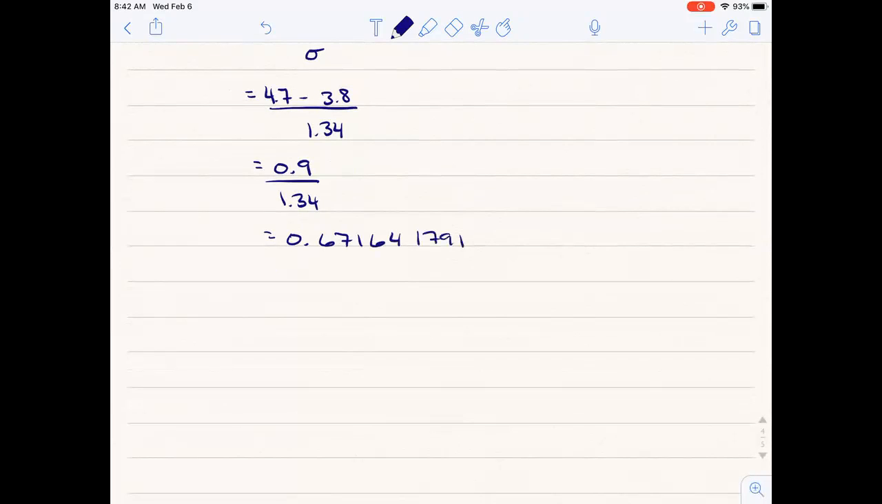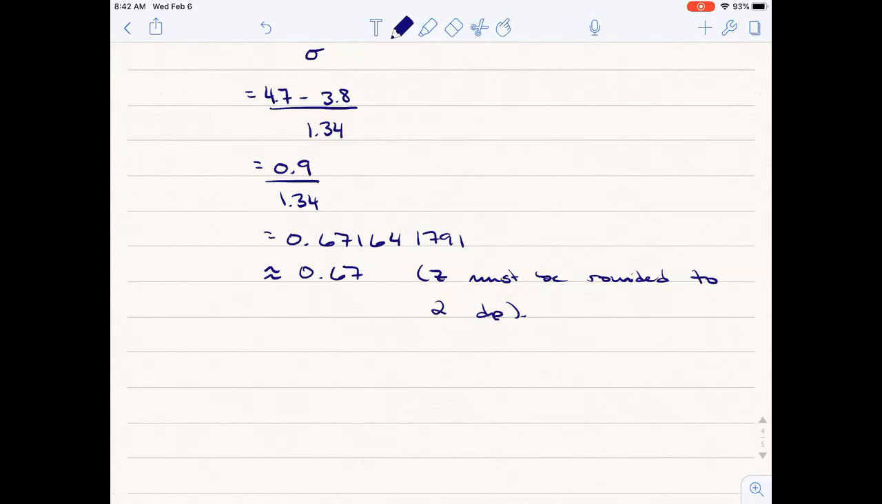0.6716411791. Z scores have to get rounded to 2 decimal places. Okay? And that's because the Z table only has 2 decimal places. So 0.67. Z must be rounded to 2 decimal places.